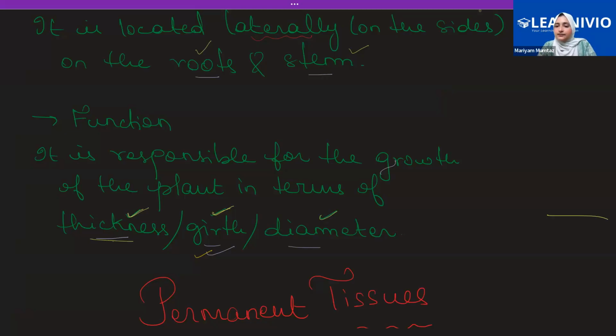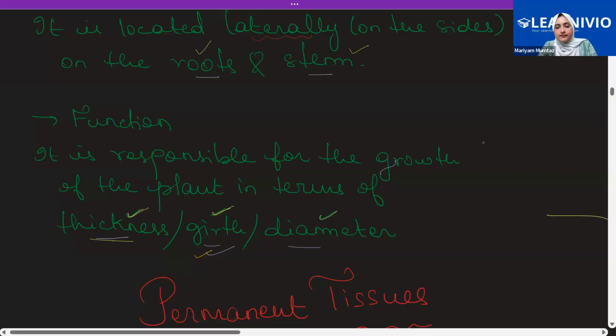Any doubts? No, ma'am. Now tell me, will the meristematic tissue have any vacuoles? Yes, ma'am. No, they may have it, they may not have it. Most of the time they don't have it. Why? Because they are constantly dividing, and vacuoles are responsible for storage purposes. That is why the meristematic tissues will not have vacuoles present. Clear? Yes, ma'am.